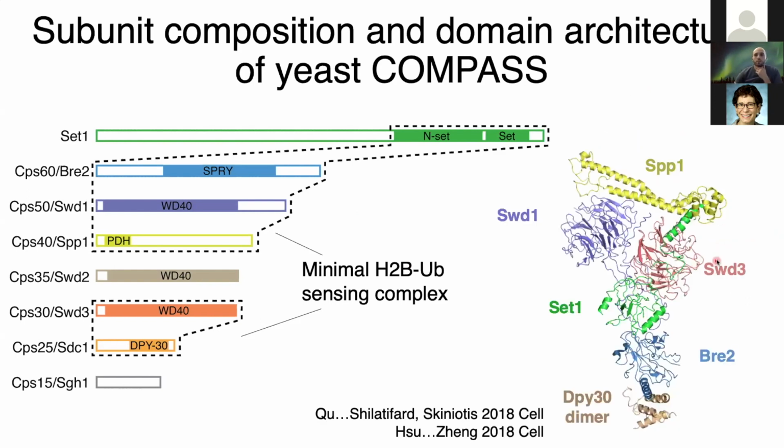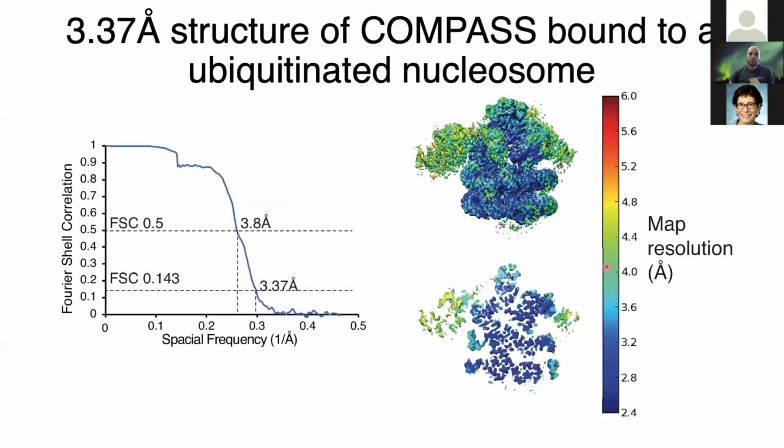Now, just before I started this project, two wonderful structures came out from the Skiniotis lab and from Ning Zheng's group in 2018. These papers revealed the structure of the isolated minimal ubiquitin sensing COMPASS complex. However, it was not clear at all from these structures how this COMPASS complex is able to recognize ubiquitin or interact with the nucleosome. So I used the same norleucine replacement strategy I used for Dot1L to determine a structure of the yeast COMPASS complex bound to a ubiquitinated nucleosome. And this structure I was able to resolve to around 4 angstrom resolution.